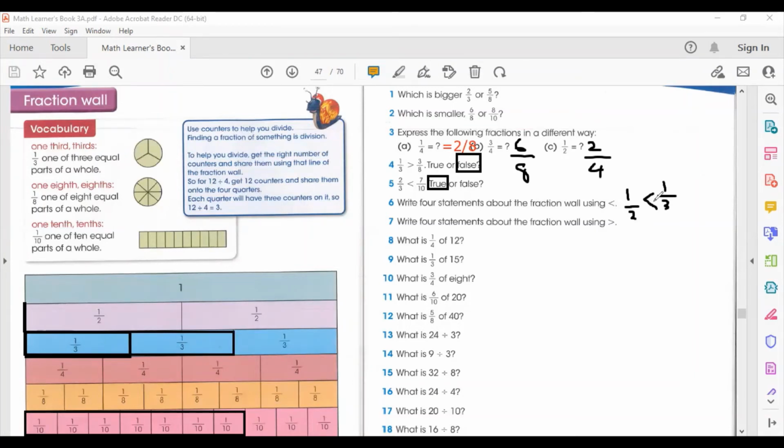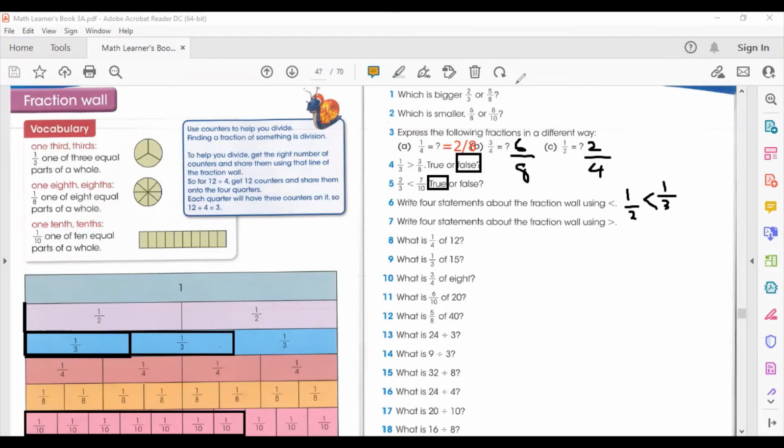Like 1 by 4, it's less than 3 by 8. 1 by 4 is less than 5 by 8. Or 5 by 8 is greater than 1 by 4. And 4 by 10 is greater than 1 by 8. Using the wall, we can make it. Done.